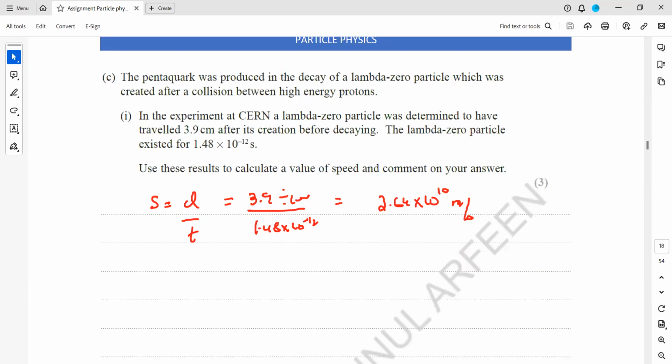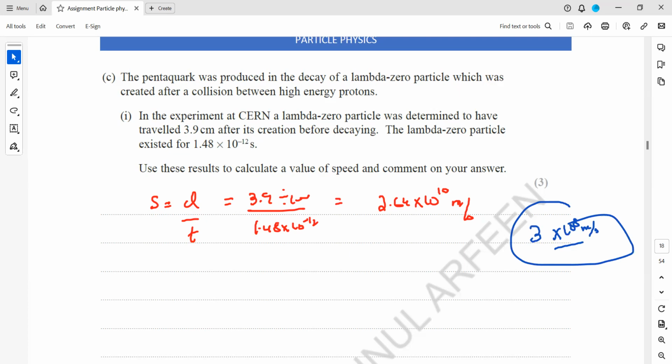And what about the speed of light? The speed of light is 3 times 10 to the power 8 meters per second. And what is the relativistic effect? The relativistic effect is that whenever particles move close to the speed of light, their mass does not remain constant, their mass increases. We say nothing travels faster than the speed of light. No particle travels faster; light is the fastest thing.